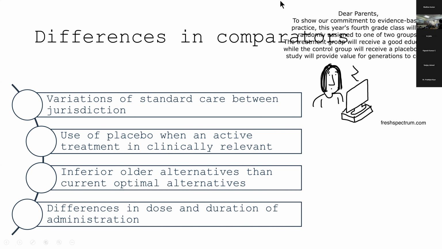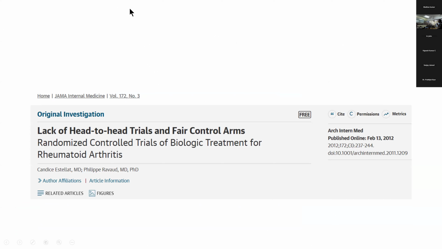But we know that atenolol is quite inferior. We know there are so many more drugs which have better antihypertensive effect than atenolol. So is it justified now to compare a new drug with atenolol? No, we should use a better comparator. Sometimes in your placebo arm or your comparator arm, there could be differences in the dose and duration of administration.